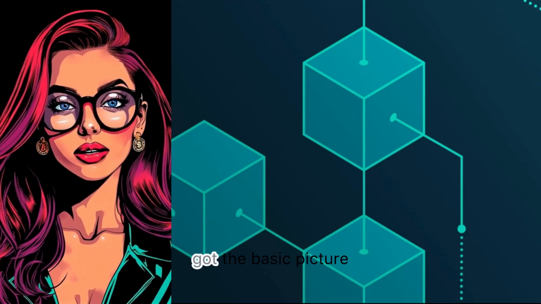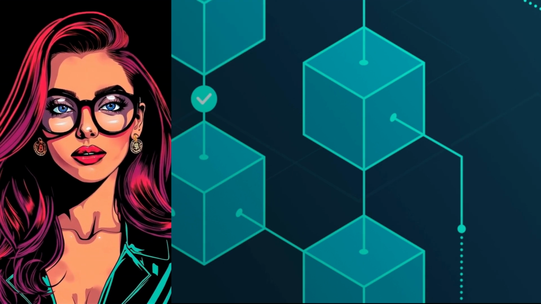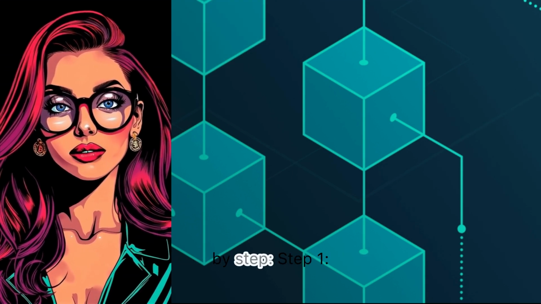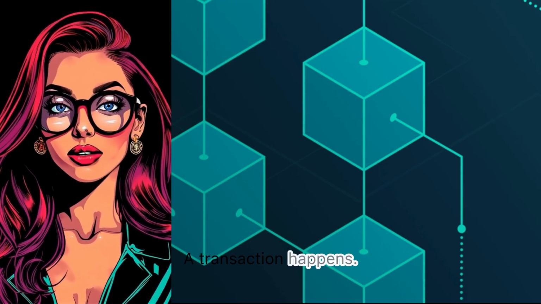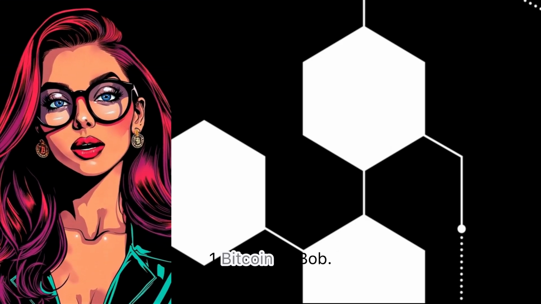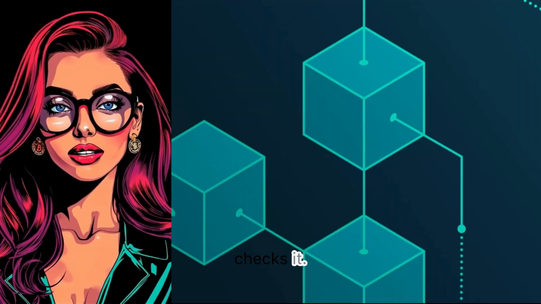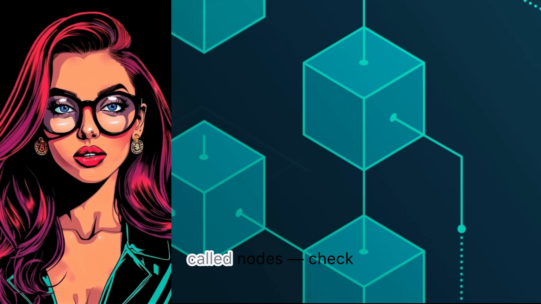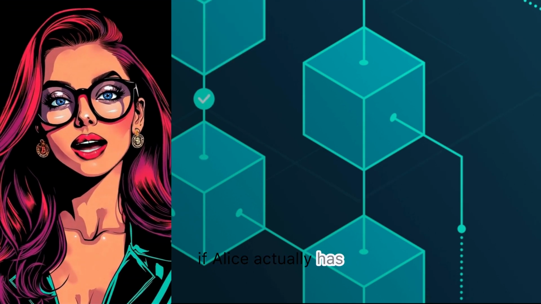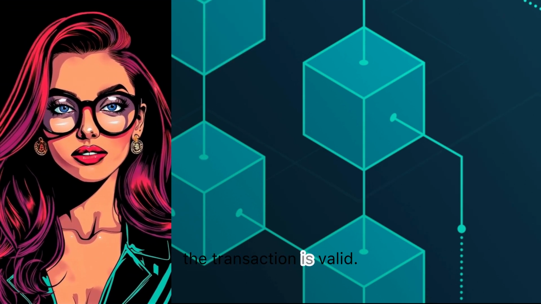Okay, now that you've got the basic picture, let's zoom in a bit. Here's what happens step by step. Step 1. A transaction happens. Let's say Alice sends 1 Bitcoin to Bob. That transaction gets broadcast to the whole network. Step 2. The network checks it. Thousands of computers, called nodes, check if Alice actually has that Bitcoin and if the transaction is valid.